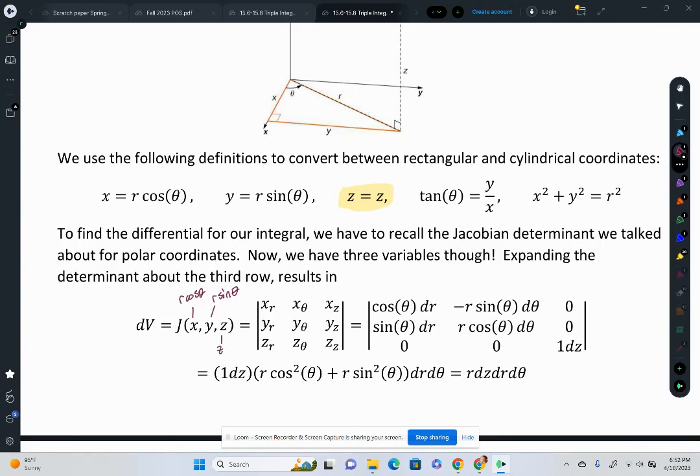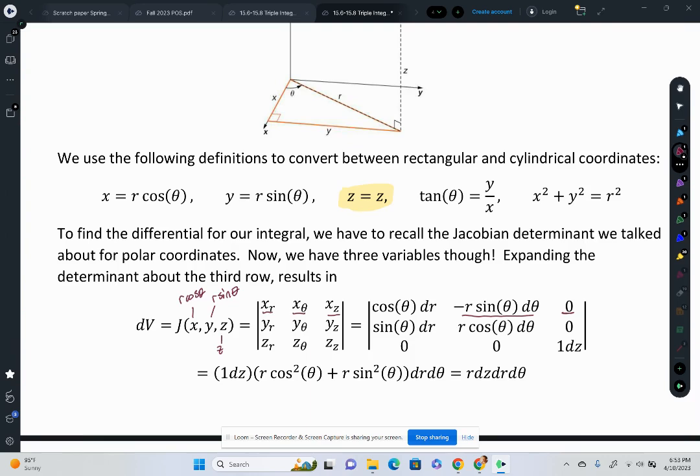So the Jacobian is a determinant, and it takes the first variable's first partials in the first row. So if x is r cosine theta, and we have three variables showing up here because we actually have r, theta, and z, I need the first partial of x with respect to r, with respect to theta, and with respect to z. Now, I get something for the first partial with respect to r. I get cosine theta dr. And for the partial with respect to theta, I get minus r sine theta d theta. But because there is no z involved in the equation, x equals r cosine theta, the first partial with respect to z is just 0.